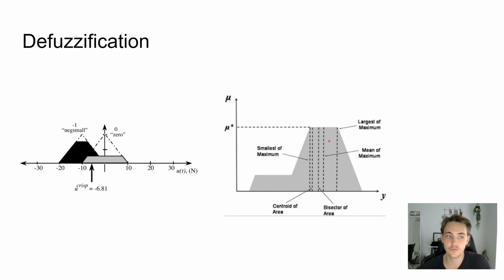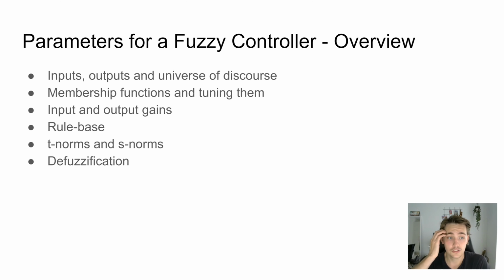So there are different methods for defuzzification, and we can also tune our defuzzification after we have implemented our controller. Let's say we've tried to tune some of the other parameters, and we don't get the output we want. Then we can go back and change the defuzzificator to some other method or function, and see if that improves the output from the fuzzy logic controller.